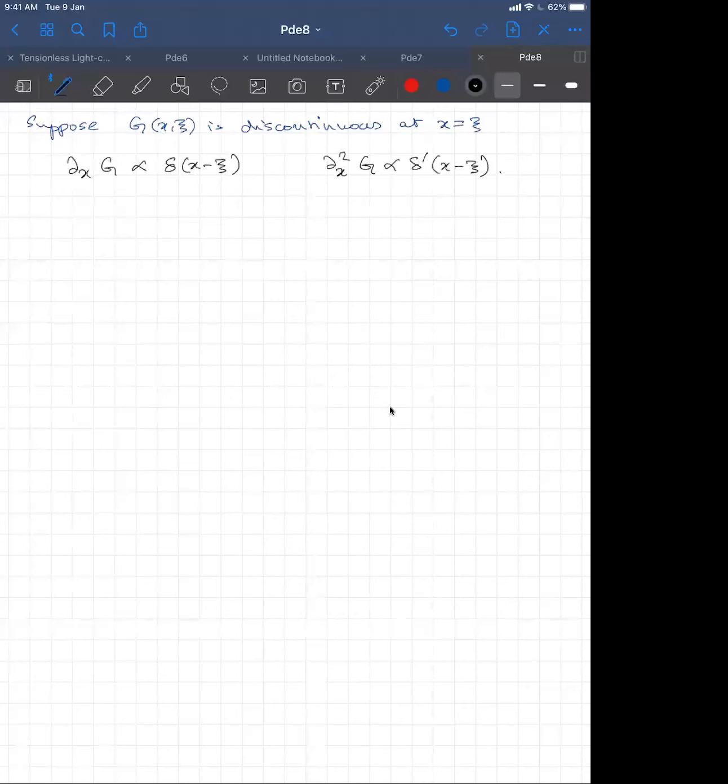Now, L of g is equal to delta of x minus psi. So L of g does not contain any derivatives of delta functions, right?